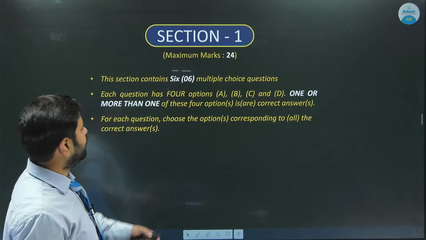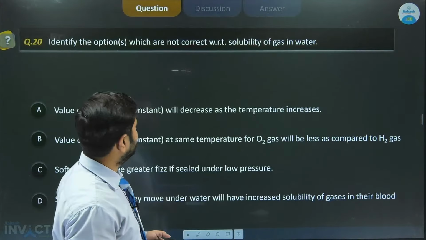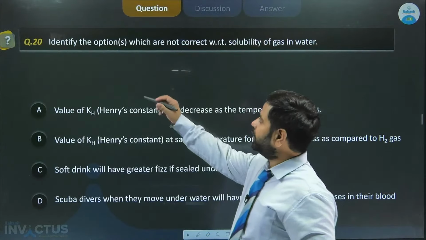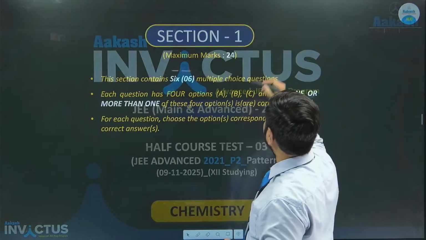So this is section 1 that contains 6 questions, one or more than one correct. The question number 20, identify the options which are correct with respect to solubility of gas.